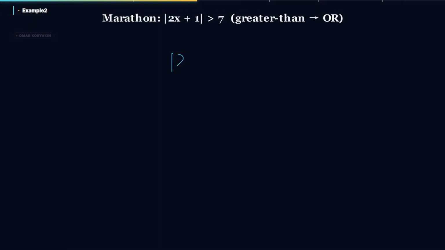Here is the second marathon problem. Solve the absolute value inequality, absolute value of 2x plus 1 greater than 7. The problem combines absolute value isolation, the greater than gives or expansion rule, and 2 parallel one-step solves. 3 skills layered into one inequality, with the absolute value structure as the dominant feature.